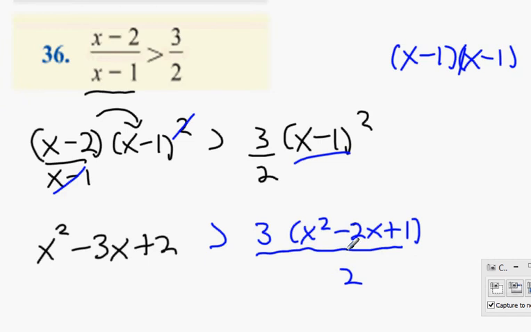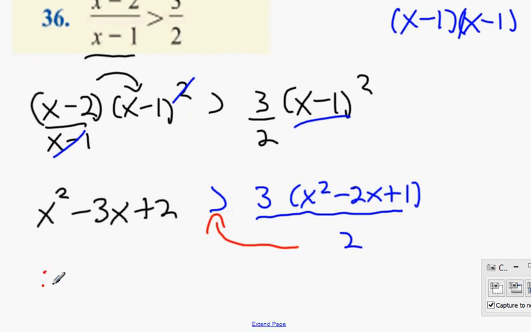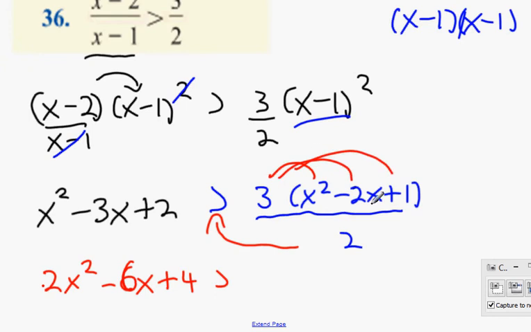Now, because I know the number 2 is guaranteed to be positive, I can now cross multiply up the number 2 without worrying about the signs. This will become 2x squared minus 6x plus 4. This is going to be greater than 3x squared minus 6x plus 3.